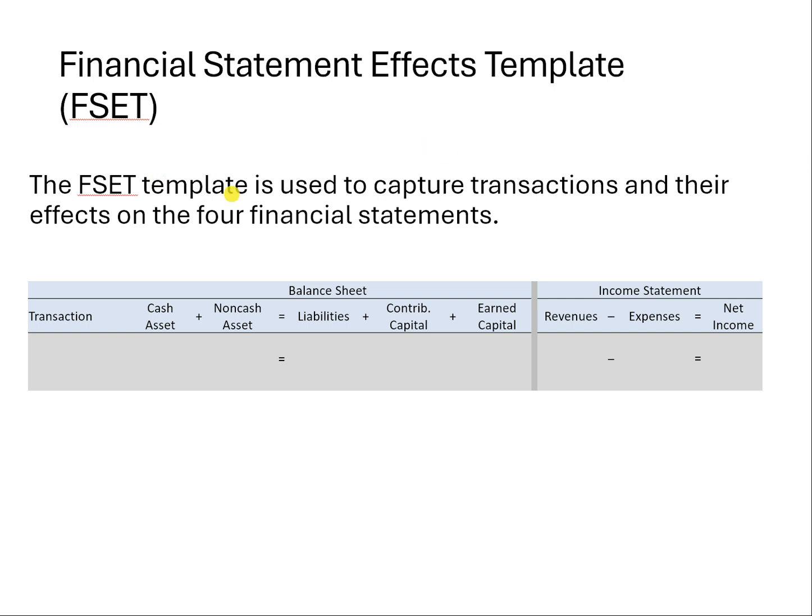So this is an expanded equation for the basic accounting equation. Assets equals liabilities plus stockholders' equity. Revenue minus expenses equals net income. It's an expanded version, but the idea will be the same.